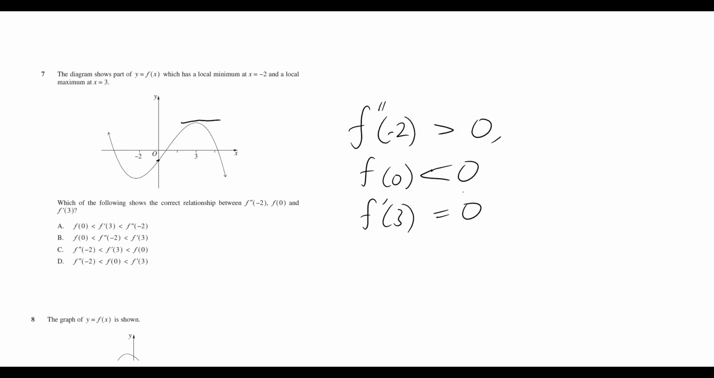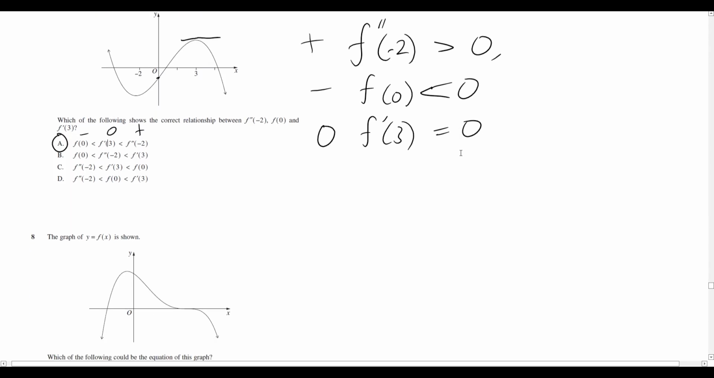And there we are. So now if we wanted to organize these, well, we can see that this is positive, this is negative, and this is 0. So ordering those, we find that our answer for question 7 is simply going to be A, since we have a positive, then the 0, and then the negative. And there we are.